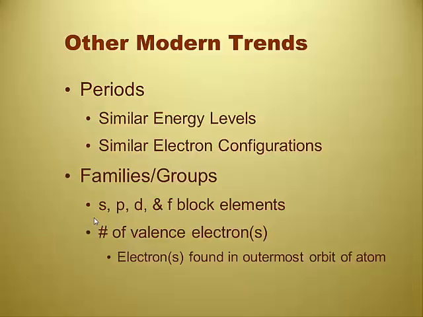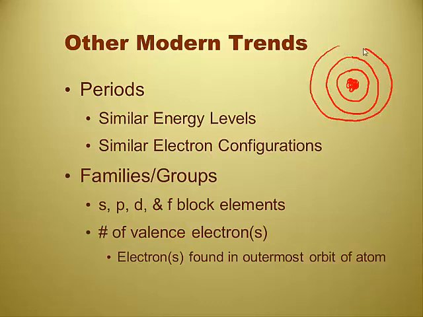All right, great. And finally we can talk about the number of valence electrons. If we draw a model of an atom, here's the nucleus of the atom, lots of protons, lots of neutrons. We know according to our model of the atom there are orbits that electrons are actually in. The outermost orbit has the valence electrons. The inner orbits have electrons in them, but we just don't call them valence electrons.